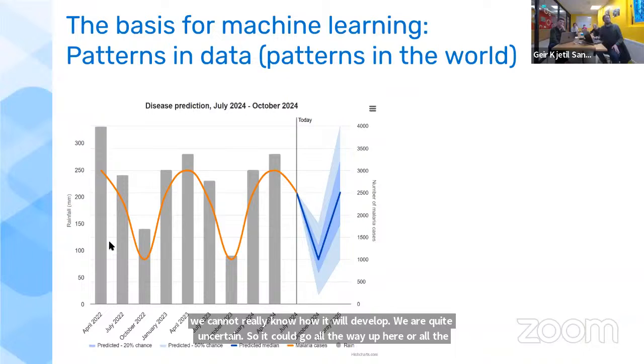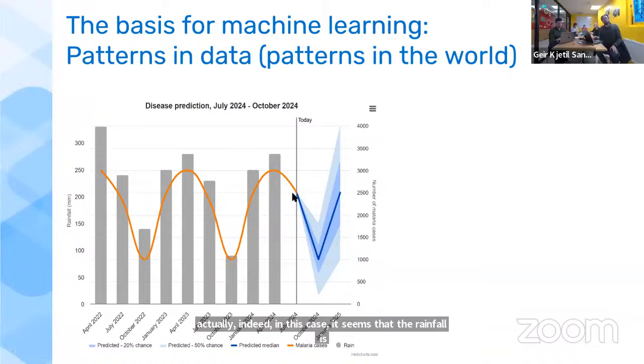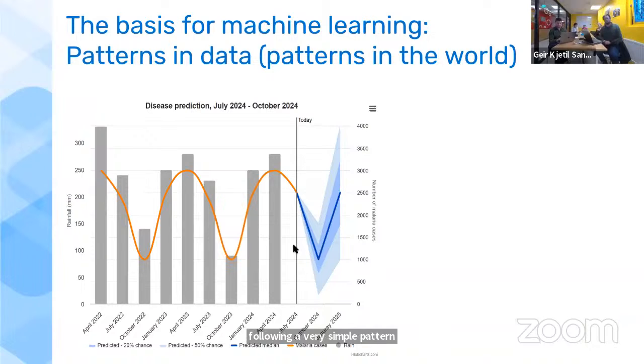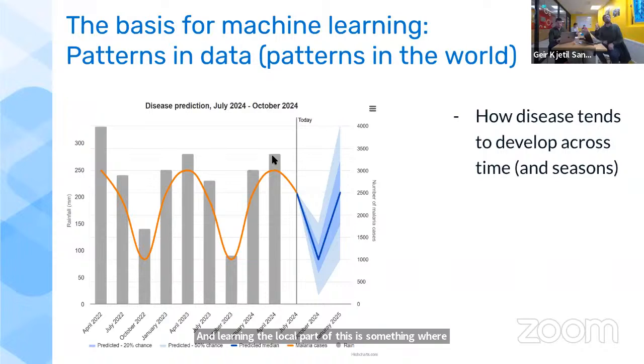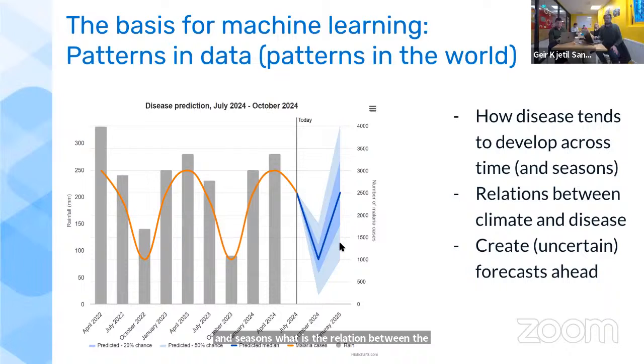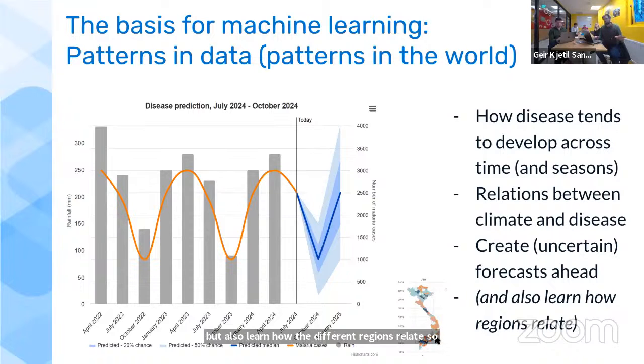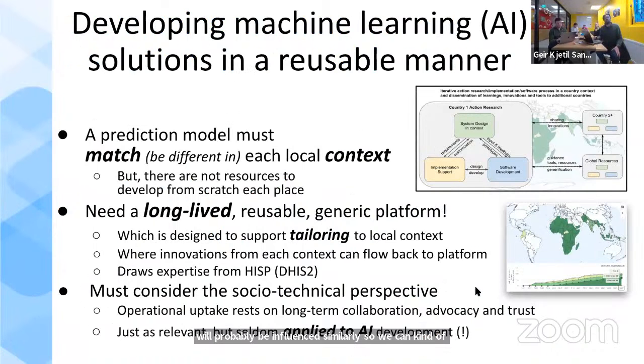And of course, this is a very stylized view, and actually, in this example, it seems that rainfall is not even influencing it. It's just following a very simple pattern. But the idea here is to see how a lot of different types of data, which could be temperature, rainfall, but also things like vegetation index and so on, could influence the development in many different regions. And learning the local part of this is something we're particularly focused on now. So how do these diseases develop across time and seasons? What is the relation between the climate and disease? Make these uncertain forecasts ahead, but also learn how the different regions relate. So neighboring regions will probably be influenced similarly, so we can borrow information across regions, and that is also an important part.